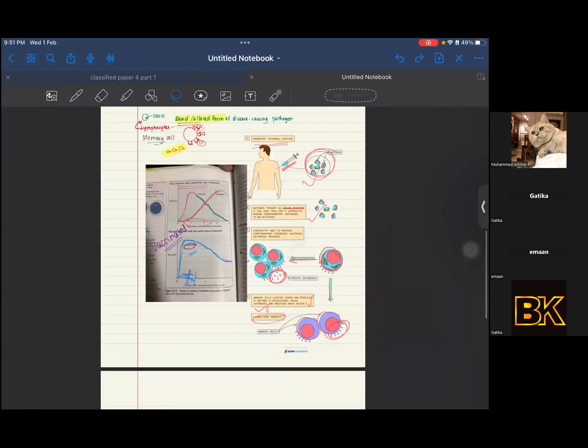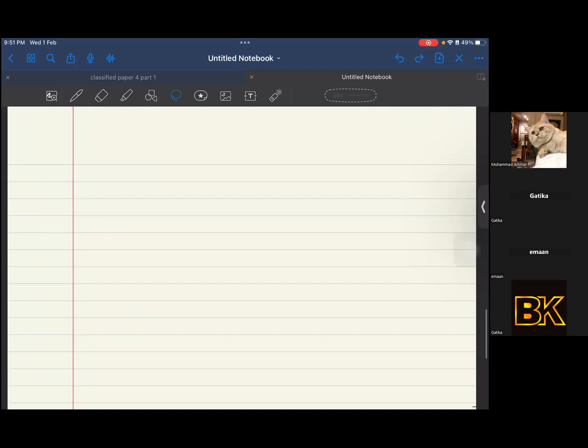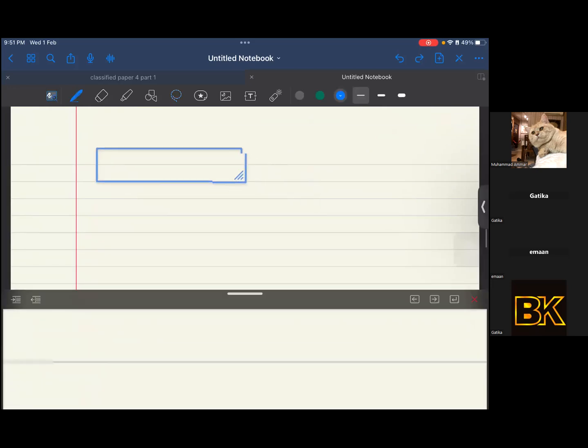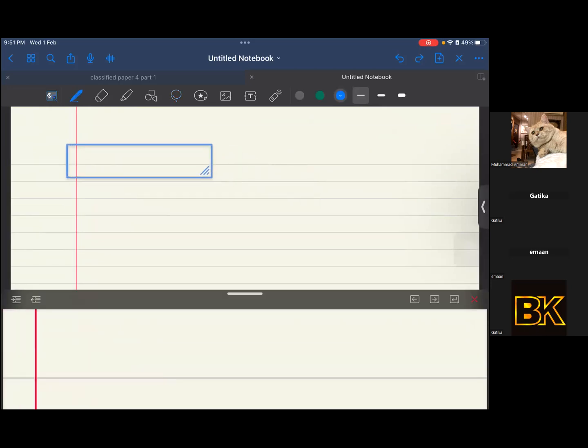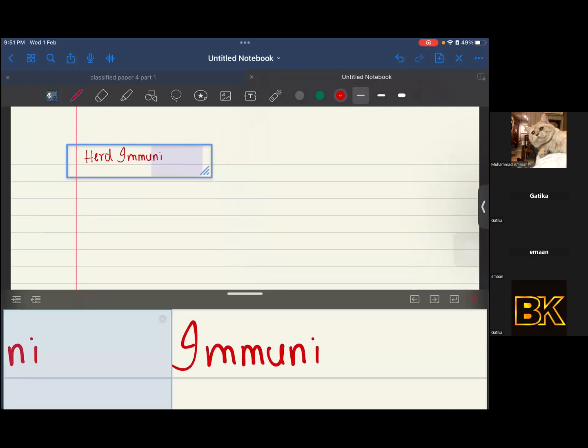so now we'll go to the next thing, that is herd immunity. Did you guys learn yesterday what herd immunity is? No. I don't think so. Okay, so this will be something new for you guys. Herd immunity. Cool.